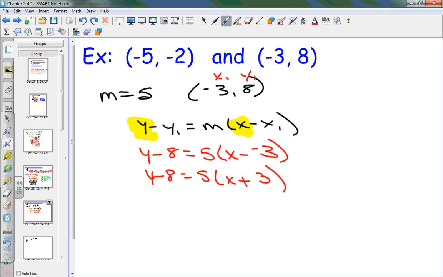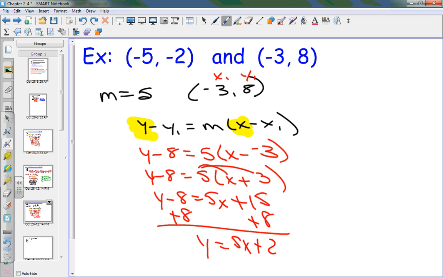Now what? 2 words, 1 letter. You've written it down several times. I need to solve for Y. Very good. I'm solving for Y. So I distribute the 5, which gives me 5x plus 15, and now what? Still solving for Y. Add 8. Y is equal to 5x plus 23.